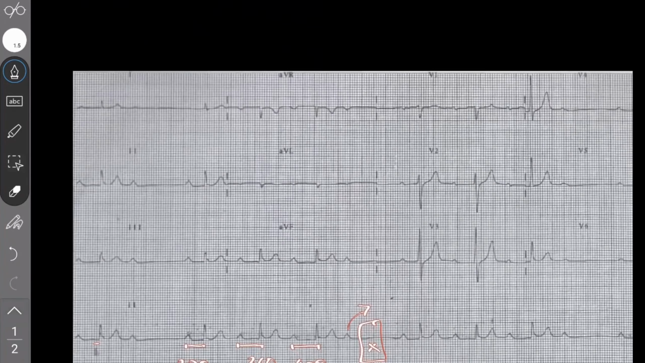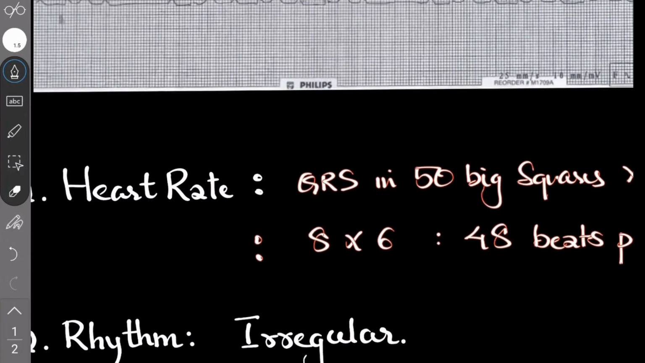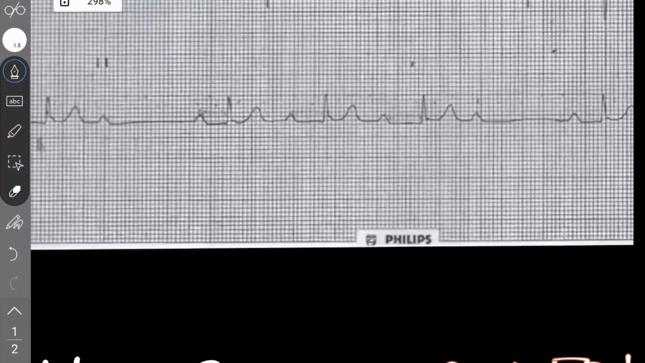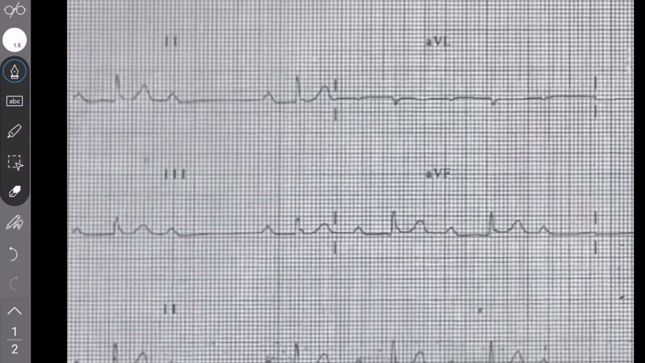Next comes the Q wave morphology. You observe the ECG: are any pathological Q waves seen here or not? We check lead 2. No pathological Q wave anywhere in the leads. So the Q waves are normal.